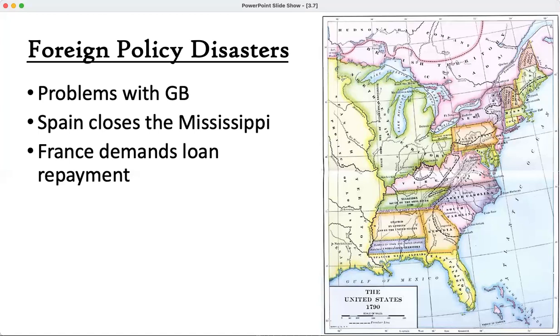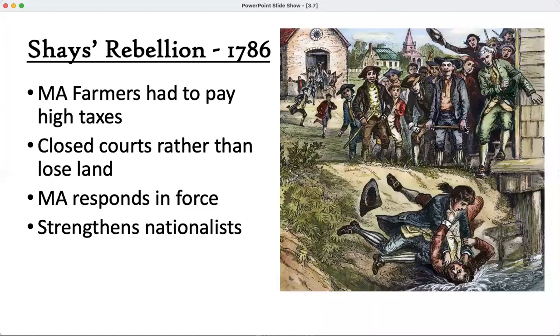France is demanding repayment for loans. There's pirates in the Mediterranean, which are raiding our ships. And then you have Shays' Rebellion. Daniel Shays, his last name is plural, in 1786. Massachusetts farmers are facing high taxes and they had to pay their taxes in gold, right? No one has that much gold coin on hand.